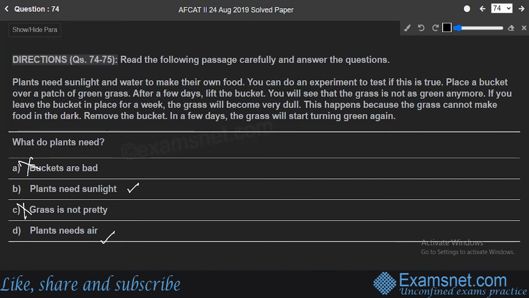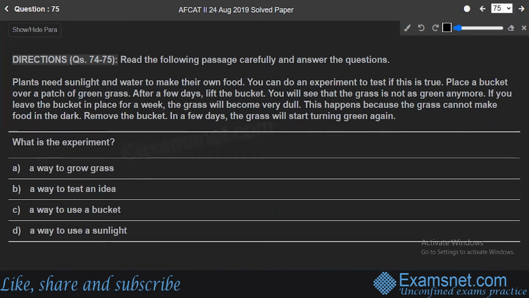See, in this question, if I'm just looking at the para, what we are discussing in it is that plants need sunlight. So this one doesn't go. This one is, of course, not fine. And plants need air. Of course, plants need air otherwise. But in this para, we are trying to prove that plants need sunlight. So this is the correct option, option B. Hope this is clear.